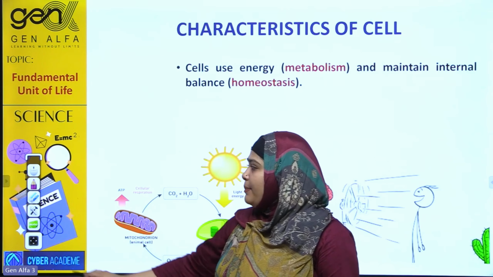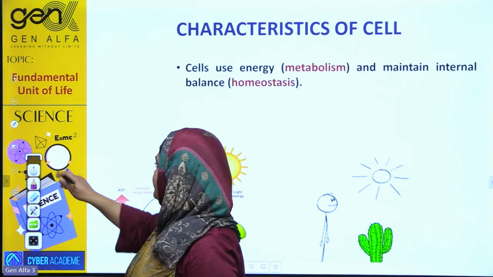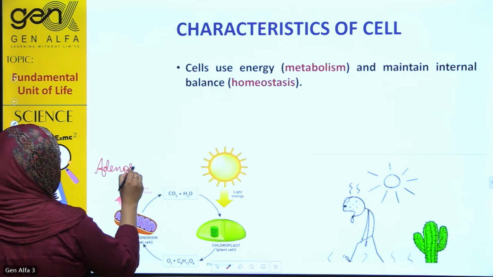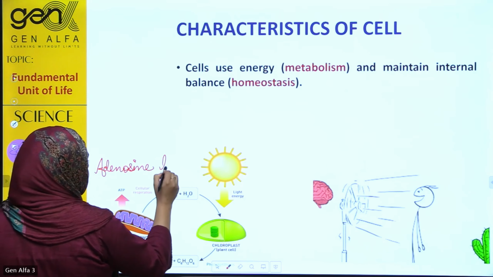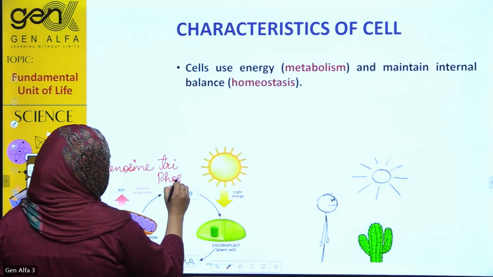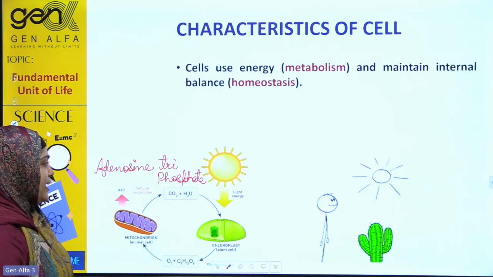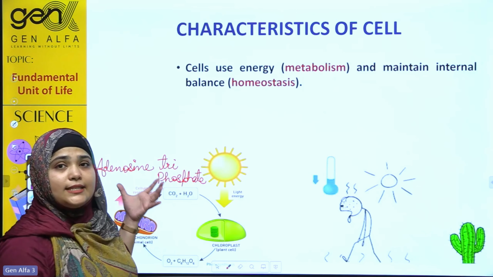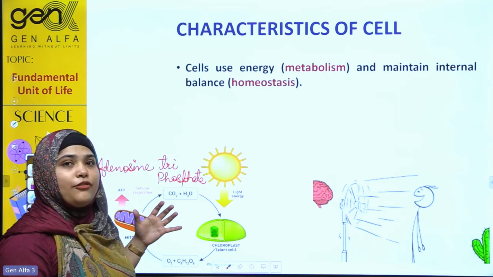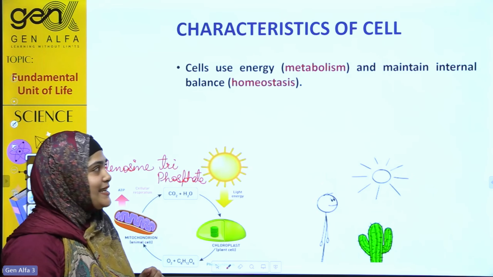The full form of ATP here is adenosine triphosphate. This is the full form of ATP here. So yes, this energy is used to perform all the life functions. If we have to perform movement, if we have to perform any kind of reactions, energy is required and it is produced by the cells.